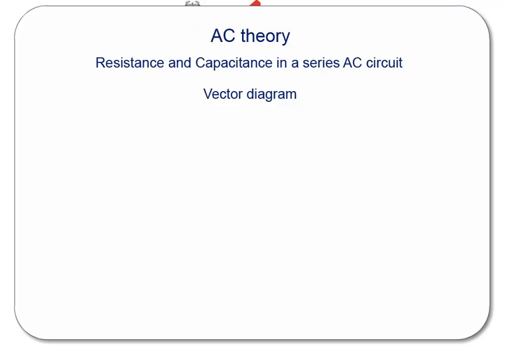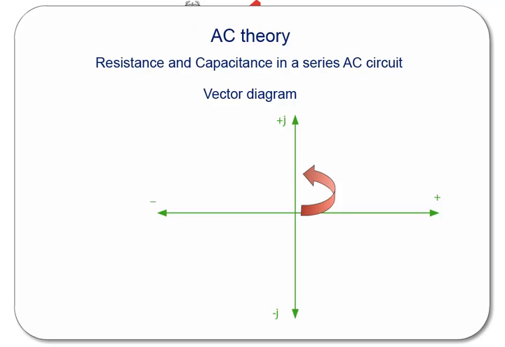The relationship between the voltages of the circuit can be seen with a vector diagram. The vector diagram consists of the real number line and an imaginary number line at right angles. The vectors are considered to be rotating anti-clockwise around the origin. The current is the reference and is at 0 degrees. The voltage across the resistor is in phase with the current and is at 0 degrees. The voltage of the capacitor lags the current by 90 degrees, so is shown at minus 90 degrees.